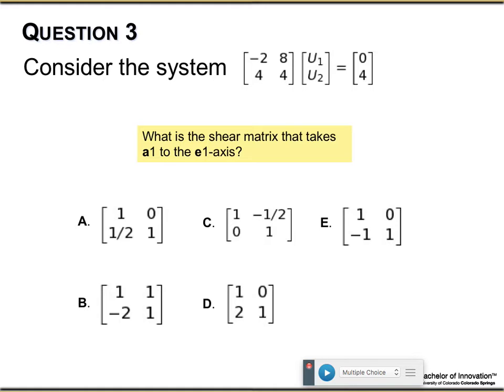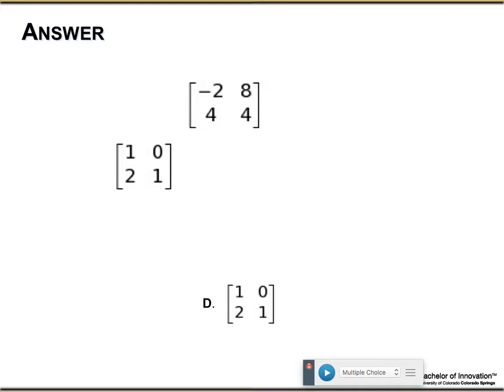But this bottom row, I'm going to multiply something by minus 2 plus something times 4, and I want it to equal 0. Right? So what do I have to multiply minus 2 by, so when I add it to 4, I get 0? Minus 2 times 2 plus 4 is 0. So the answer was D, right? 1, 0, 2, 1.